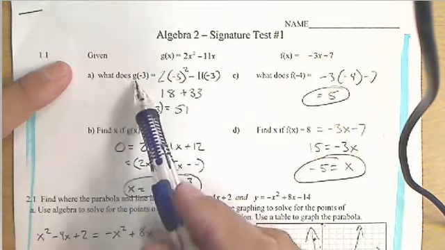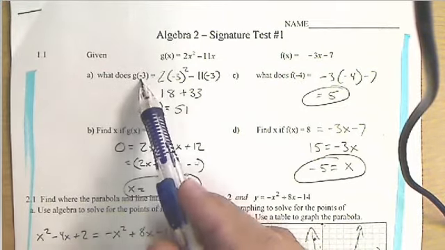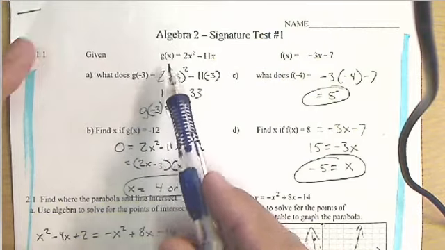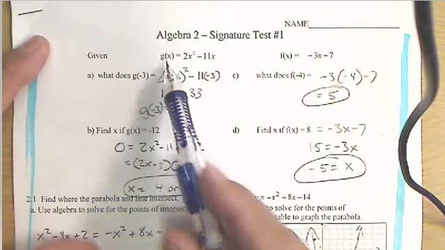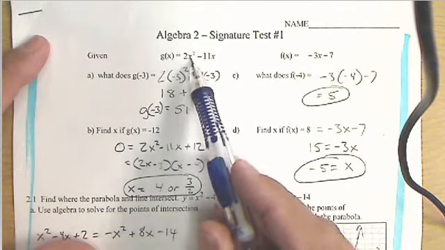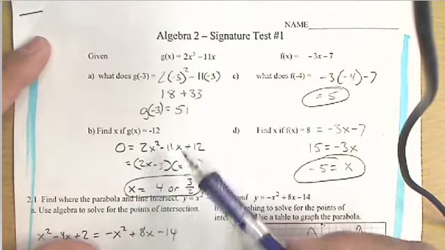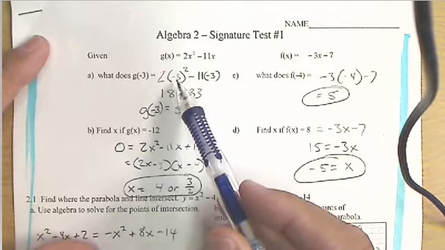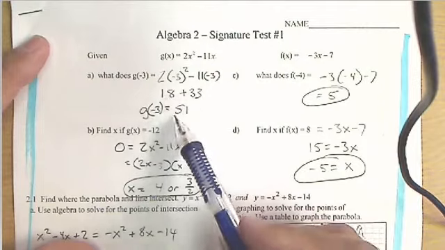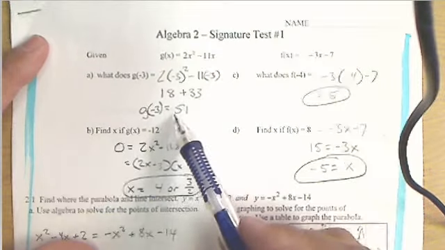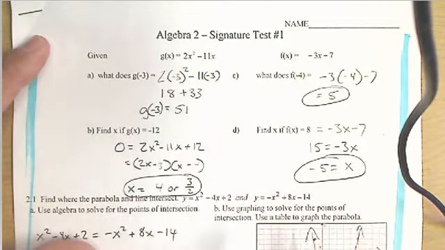Alright, what does g of -3 equal? Well, that means I take the function g of x and I plug in -3 for both x's. And that's what I did. Now it's just the order of operations: exponents, multiply, and add. So g of -3 equals 51.